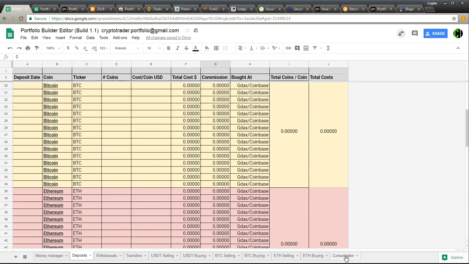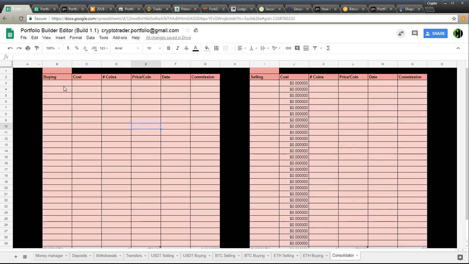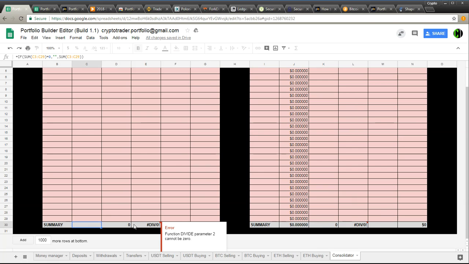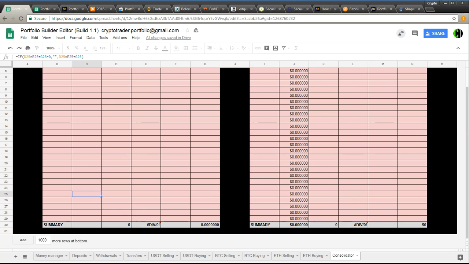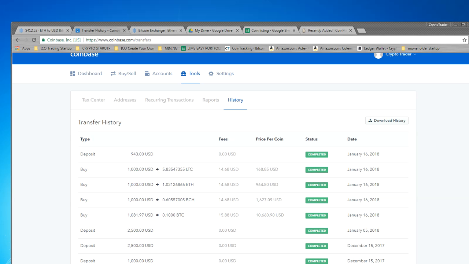If you have too many trades, you can simply insert them all into the Consolidator tab, and it will summarize all of that into a single entry. So all buying would be one entry, and then all selling could be another. And this tool can be used for each tab. Any amount of trades or deposits that need to be summarized, that's what this tool does for you. Now you can always download your history by going to Coinbase, Tools, History, and then download history, and that will give you a spreadsheet to work from.